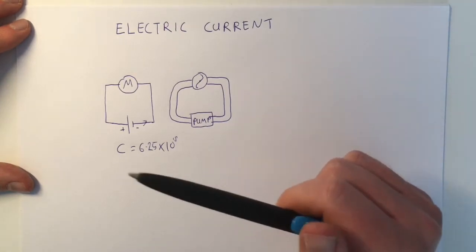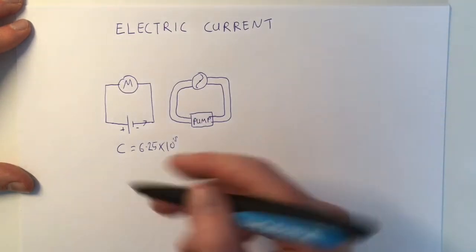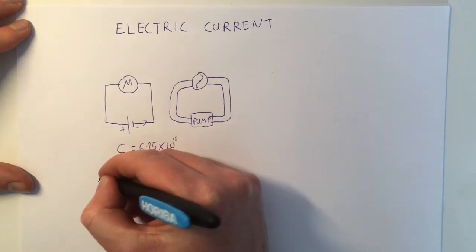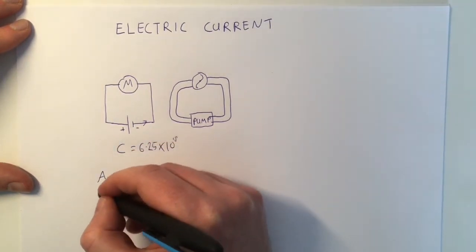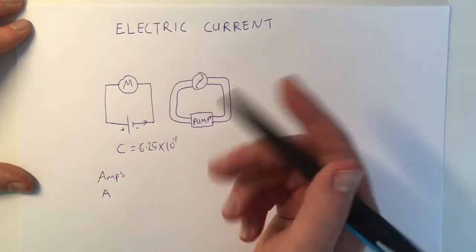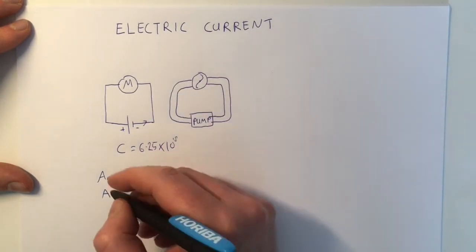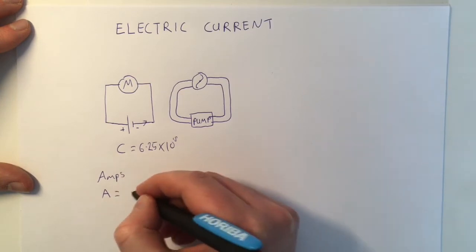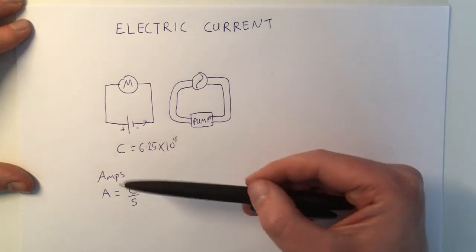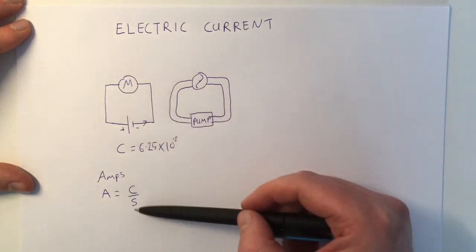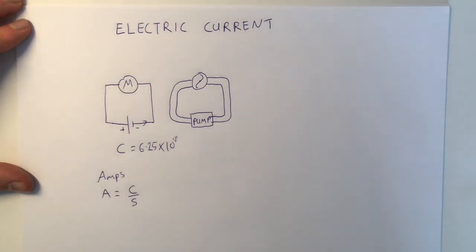And we define electric current in units of amps, or simply just A, and this is given as coulombs per second. So 1 amp is 1 coulomb flowing in the circuit every second.